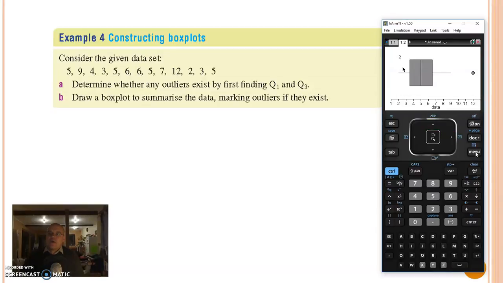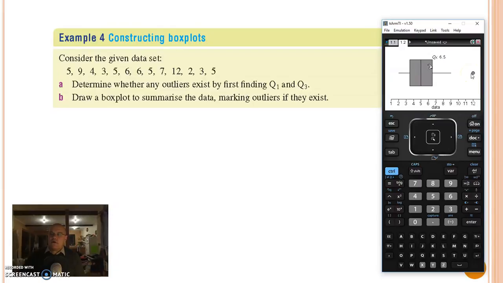Well, there we go. Our minimum value is 2. Our Q1 value is 3.5. Our median, which is the second quartile, Q2, is 5. Our Q3 value is 6.5. Now, normally, the maximum value is the end of the upper whisker. In this case, our maximum value is an outlier.